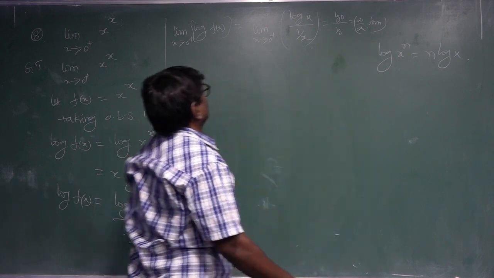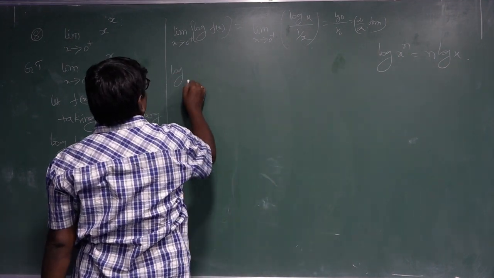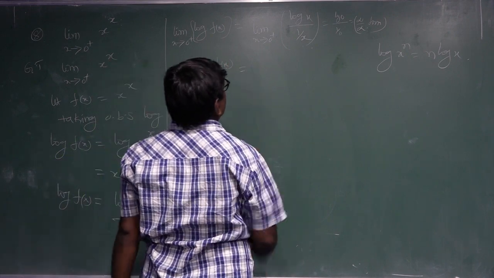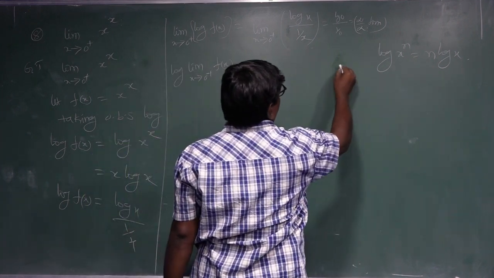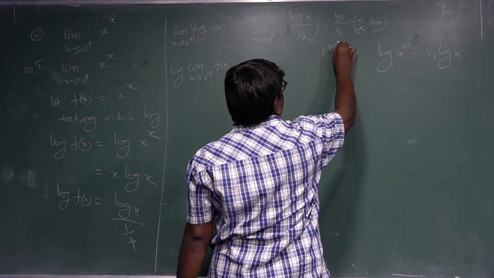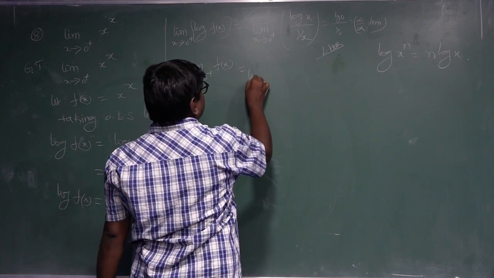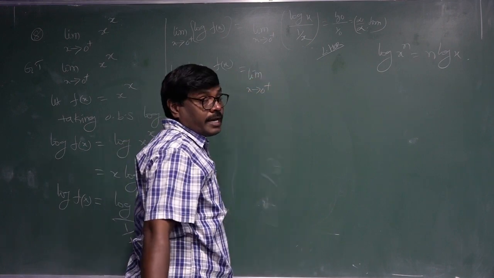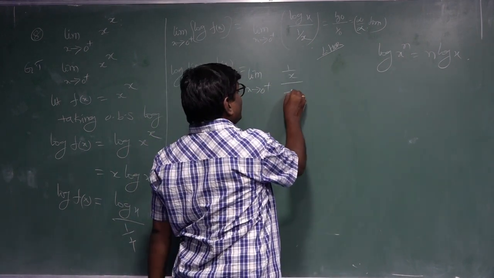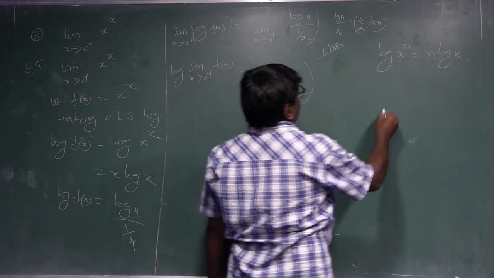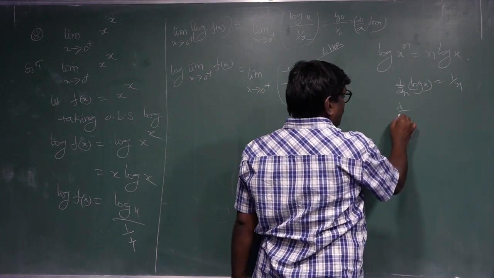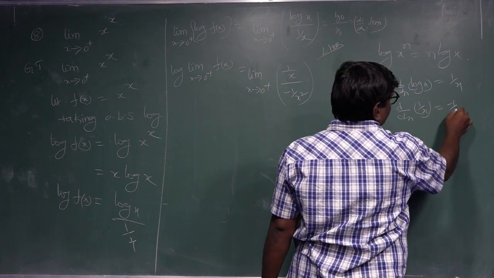Use the L'Hospital rule. Using the L'Hospital rule, log of the limit as x tends to 0 plus of f of x equals the limit as x tends to 0 plus of log x by 1 by x, after differentiating. The derivative of log x equals 1 by x, and the derivative d by dx of 1 by x equals minus 1 by x square.